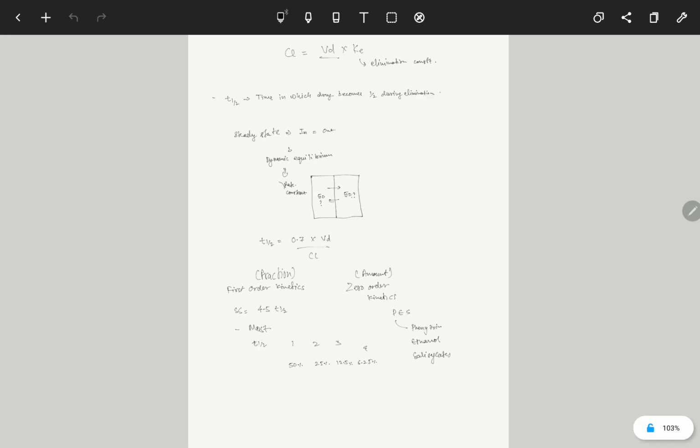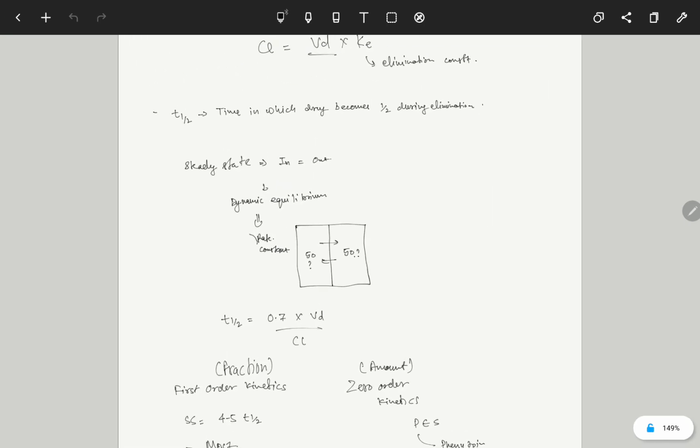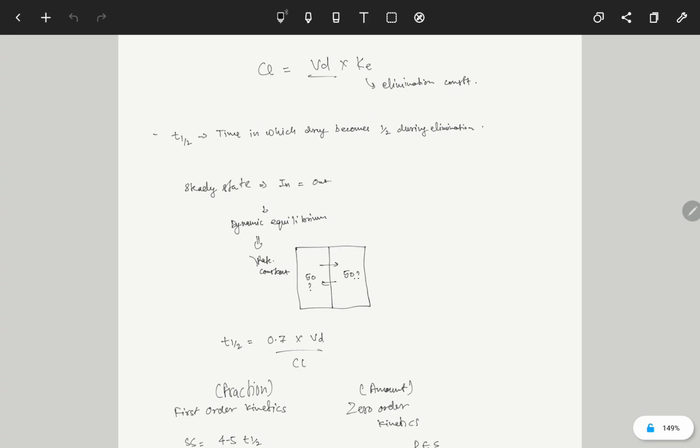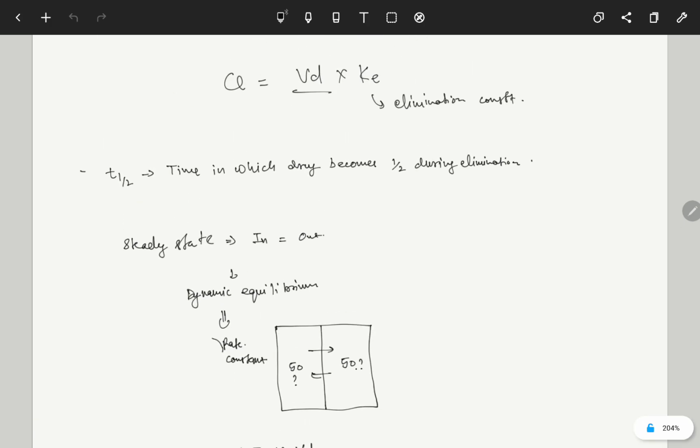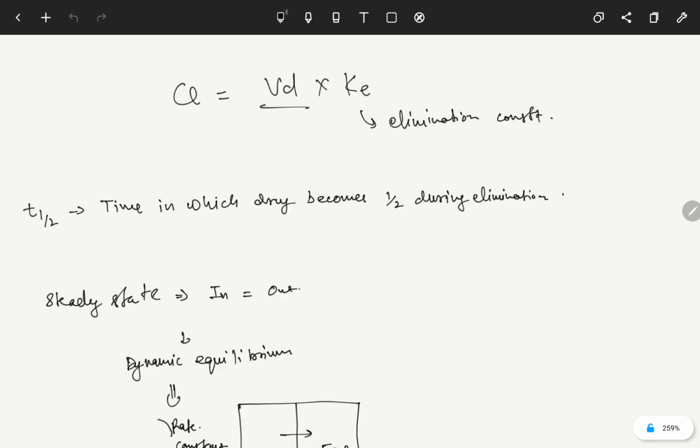And then a formula for clearance: there is another relationship, clearance is equal to volume of distribution into elimination constant. And volume of distribution, I hope you understood. And this elimination constant is basically, just for the sake of understanding it like that, the base level function of whatever is eliminating. We've made that constant. Okay.